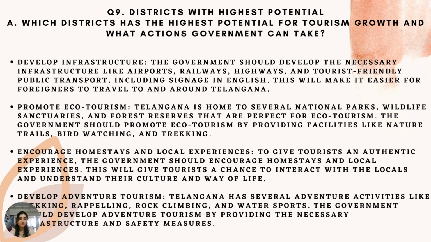Now, which district has the highest potential for tourism growth, and what action can the government take? What we can do is ask the government to develop better infrastructure. The government should develop the necessary infrastructure like the airport, railway, highway, and tourist-friendly public transport, including signage in English. This will make it easier for foreigners to travel to and around Telangana.